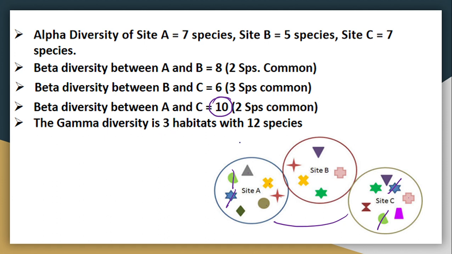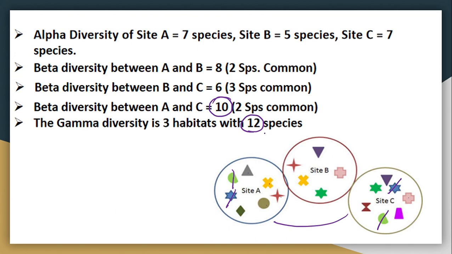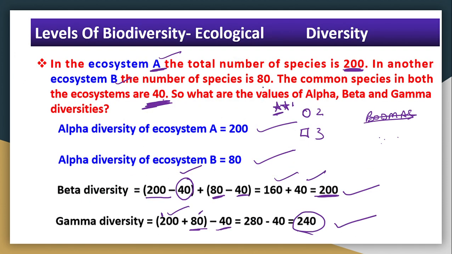What about the gamma species? In all the three habitats, if you calculate, you will get 12 species. Do not count the common one, right? So this was all about your alpha, beta and gamma. I hope you have understood the examples of alpha, beta and gamma. This one is a little complicated. Once you practice it, you will understand, class.